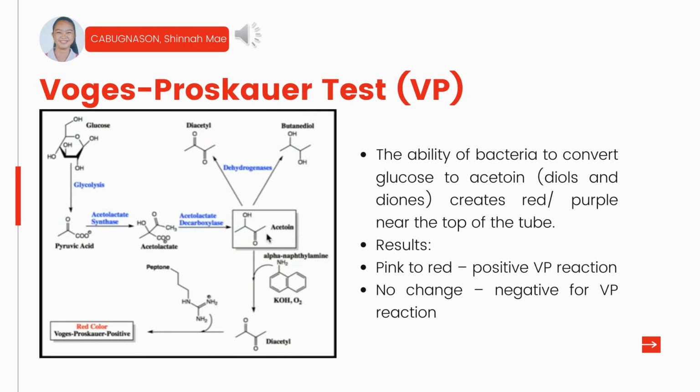We know that glucose can be converted into pyruvic acid through the process of glycolysis. When we look at the methyl red test, the pyruvic acid could be converted to the next organic acid, and if it turns red, it is going to be a positive methyl red test. But in Voges-Proskauer test, it is something a little bit different.